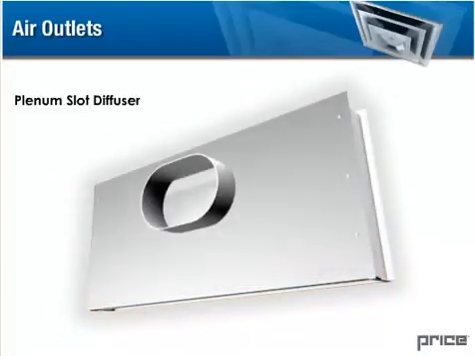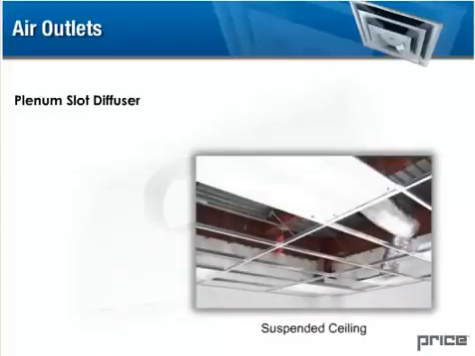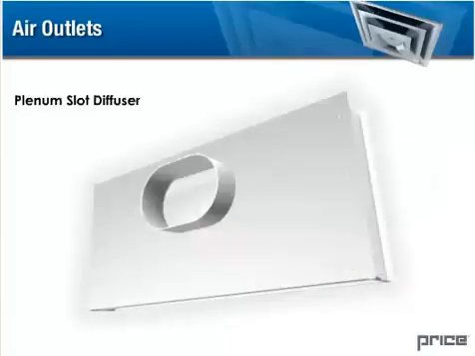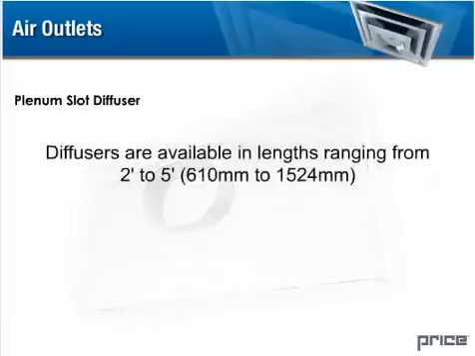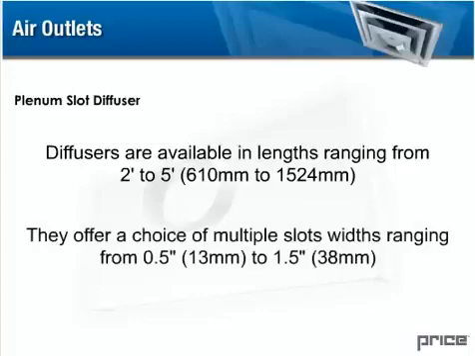adjustment. Plenum slot diffusers are easy to install as they are designed to lay in on suspended ceiling grids. This feature also provides flexibility for future tenant revisions. Diffusers are available in lengths ranging from 2 feet to 5 feet. They offer a choice of multiple slot widths ranging from 0.5 inches to 1.5 inches.